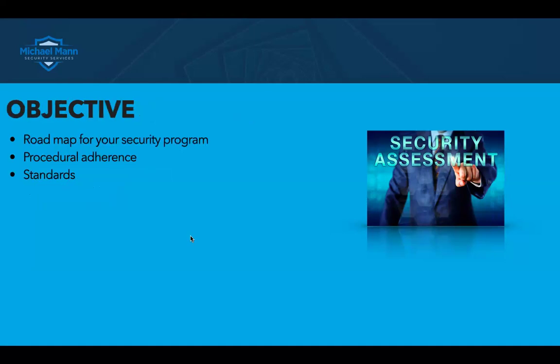Now, the objective for the assessment, number one, is a roadmap for the security program. So if you get a qualified assessor in to do your church or your house of worship, then that assessor and this report should give you a roadmap of what you need to do. So this person could step away after giving you the report, and you could put everything in place. Obviously, if you have the resources to do it, right?